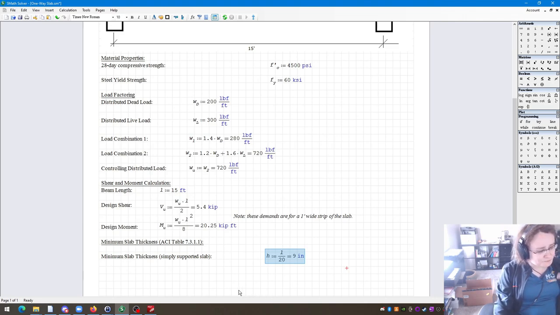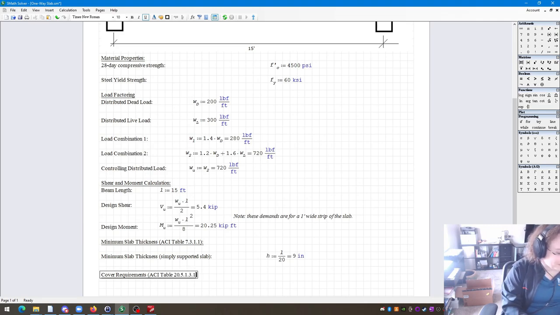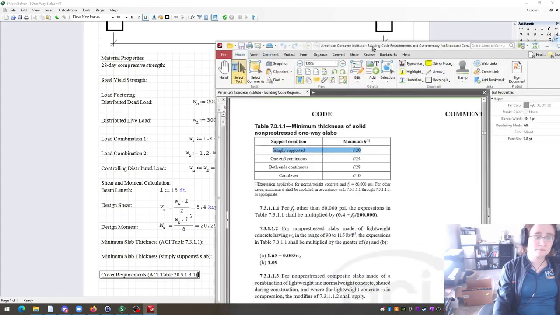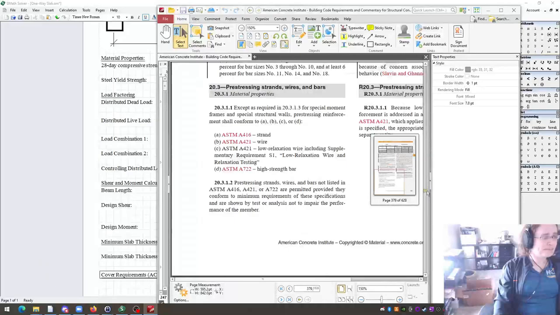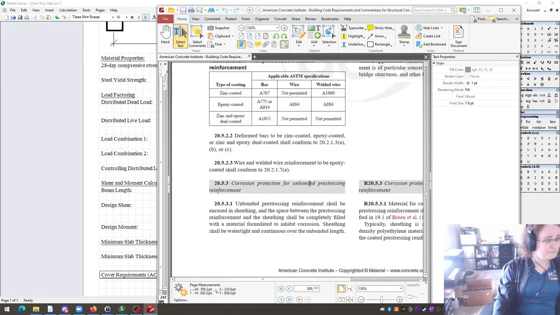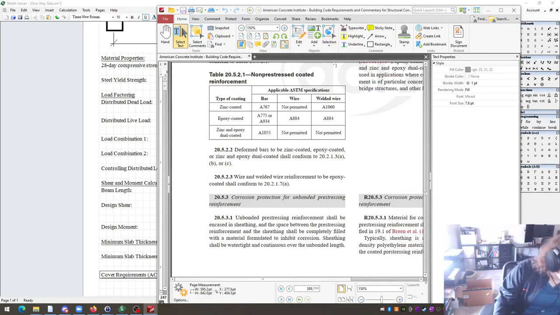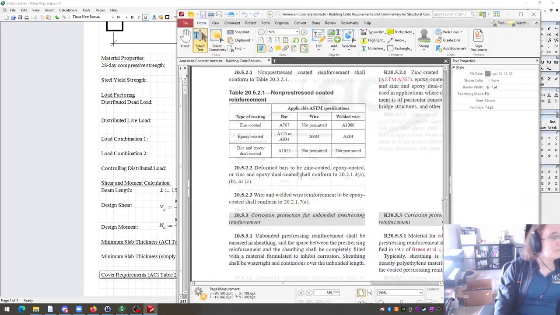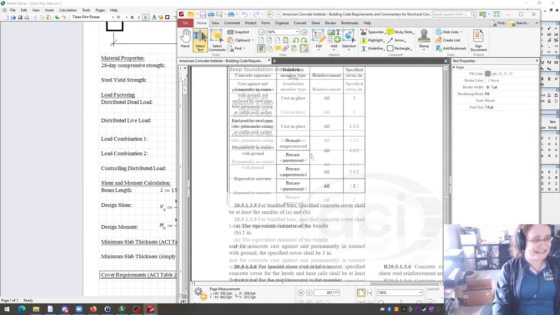Next, I'd like to look at cover depth. So let's look at cover requirements, Table 20.5.1.3.1. And this is ACI Table 20.5.1.3.1. Let's go ahead and go there. ACI 20.5.3.1.1. Aren't ACI citations lovely?